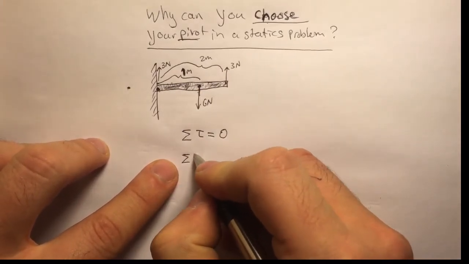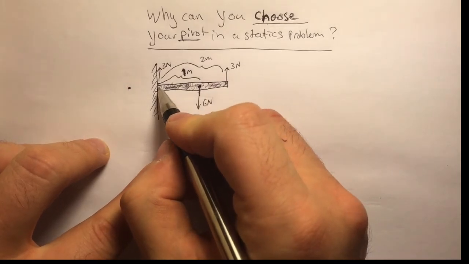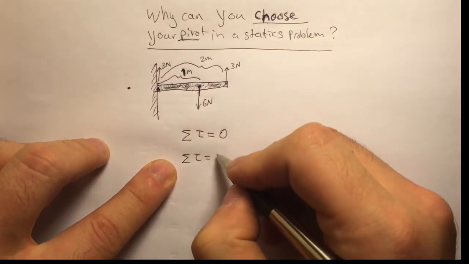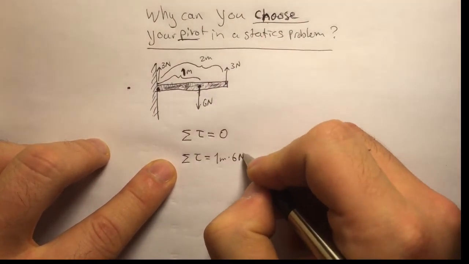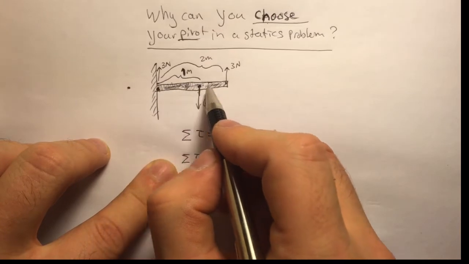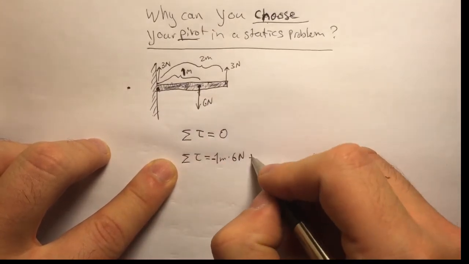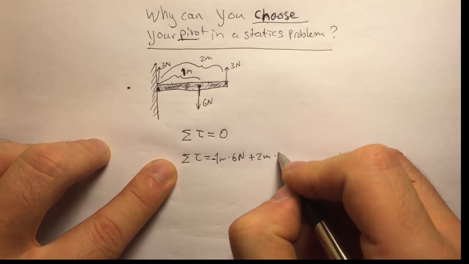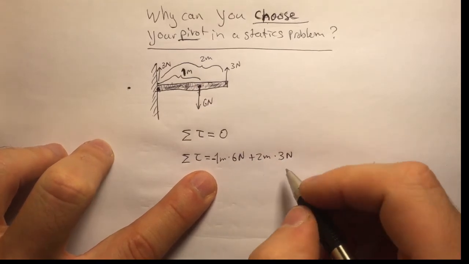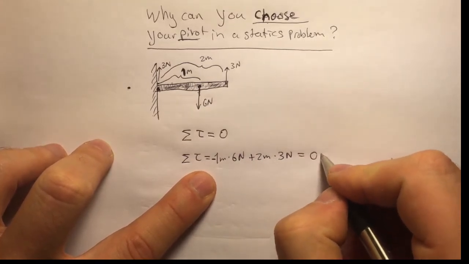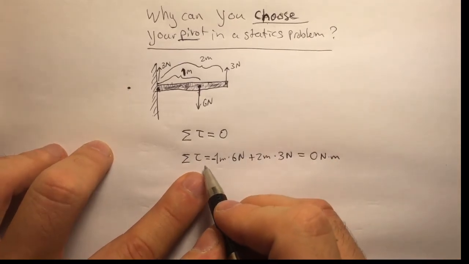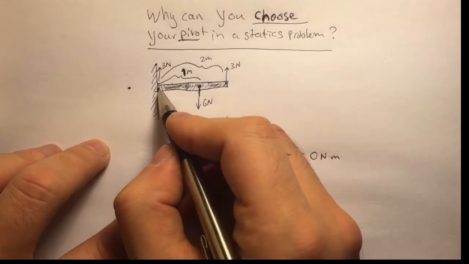So your sum of torques, if you were to choose your pivot here, is going to be 1 meter times this negative 6 newtons. So that's 1 meter times 6 newtons, and this is negative. And then it's plus your lever arm. So your lever arm for the 3 Newton one is going to be plus 2 meters times 3 newtons. And so you can see that this is negative 6 plus 6 Newton meters. So this is equal to 0 Newton meters. And so it's easy to see that our torques sum to 0 when our pivot's here.